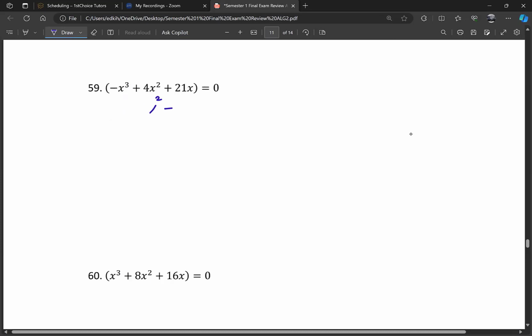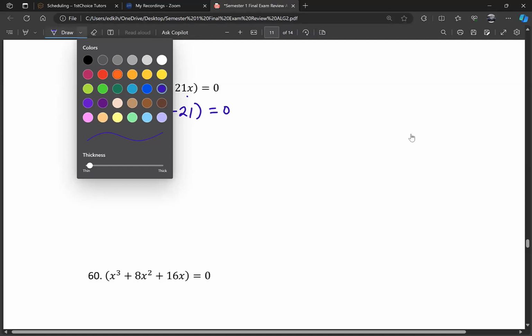In fact, let me pause here. I just see they have something in common. They have an x in common, so let's take out a negative x, actually. That leaves us with a positive x to the 2nd. Change the sign to negative 4. You took out one x, so it's negative 4x. Change the sign, so it's going to be a minus 21. You took out the x, so that's it.